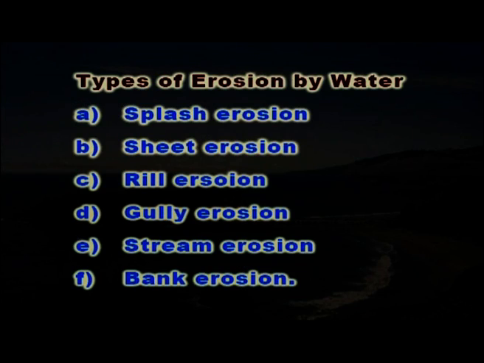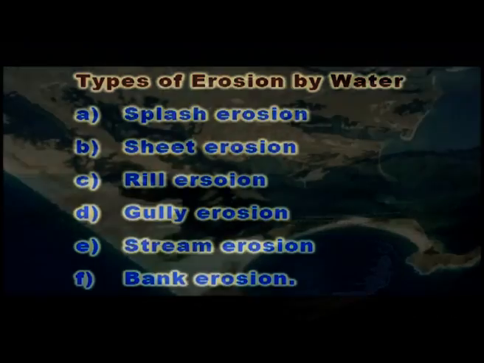Sediments containing more clay tend to erode less than those with sand or silt. Hence, the impact of atmospheric sodium on erodibility of clay should be considered. The types of erosion by water are splash erosion, sheet erosion, rill erosion, gully erosion, stream erosion and bank erosion.